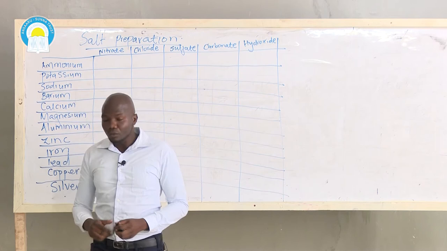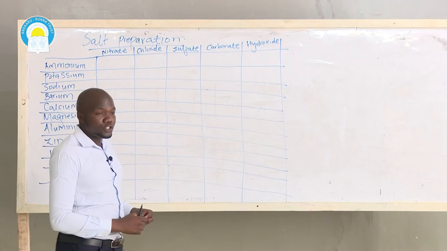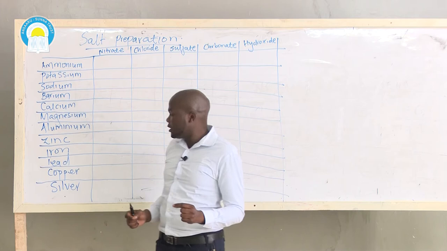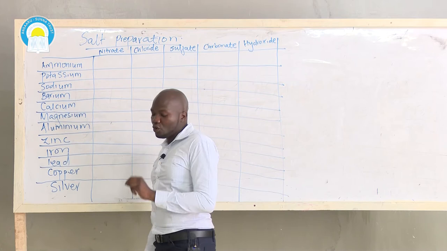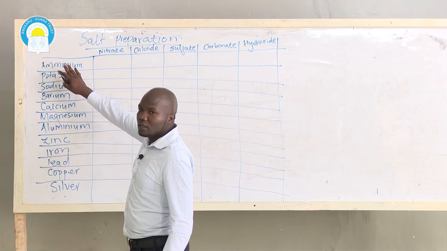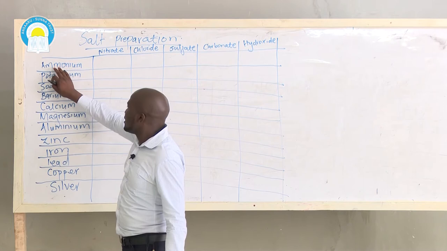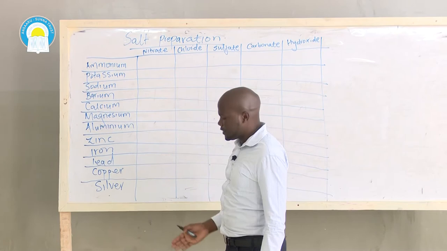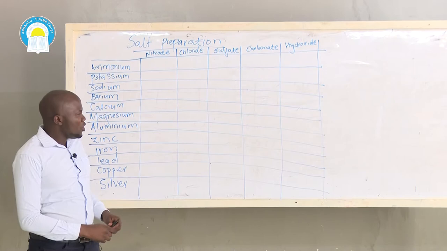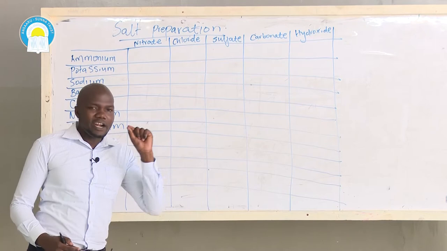This table is going to assist us know those salts that are soluble in water and those ones that are insoluble in water, because the methods that we use in preparing these salts depend on the solubility of these salts in water. So, for example, when I say ammonium nitrate, this is a salt, I will again say ammonium chloride, that is a salt. So let us see those salts that are soluble and those ones that are insoluble. The following will help us to know how we can fill this table and how we can tell that this salt is soluble or insoluble.